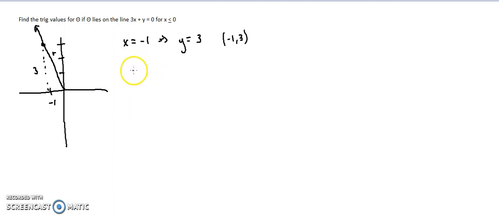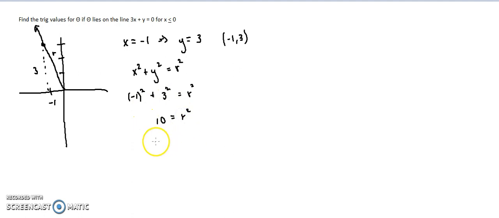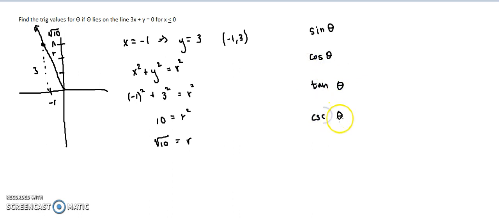Okay, so let's figure out r. We've got x squared plus y squared equals r squared. So -1 squared and 3 squared equals r squared. So this is going to give us 1 plus 9 is 10. And then remember, we want to take the positive square root, so we get square root of 10 is equal to r, and that doesn't reduce. Okay, so square root of 10 is our r. And then we do all of our trig values now from there. So we've got sine theta, cosine theta, tangent theta, cosecant, secant, and cotangent.